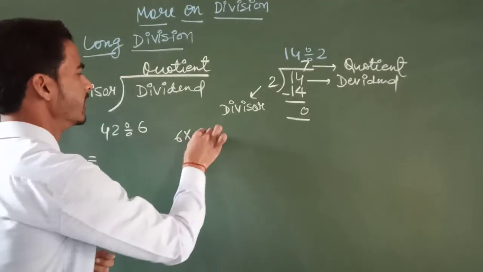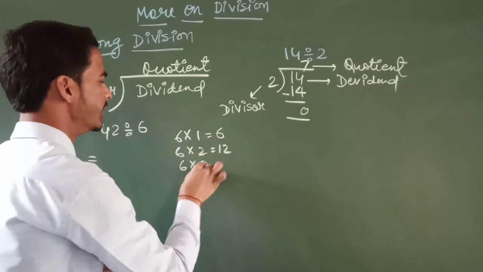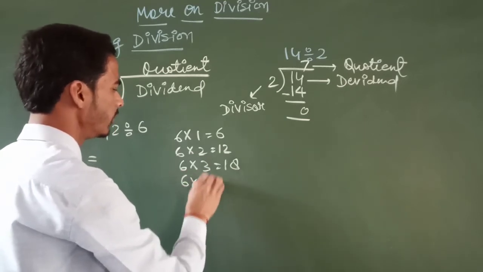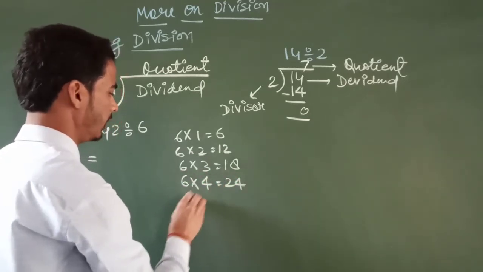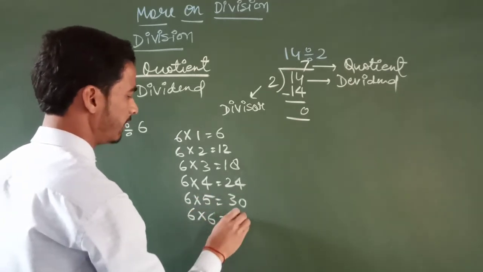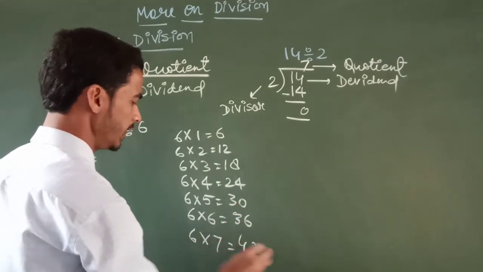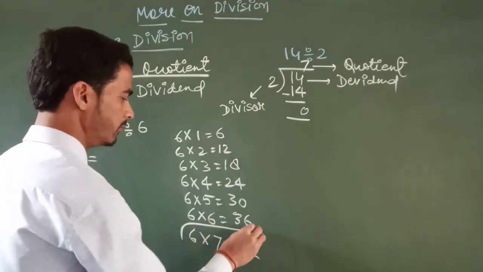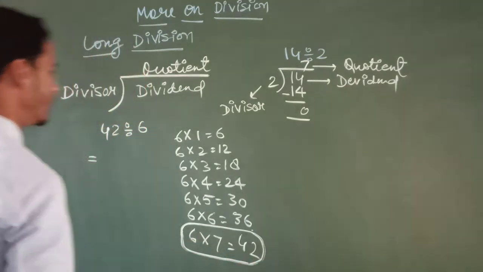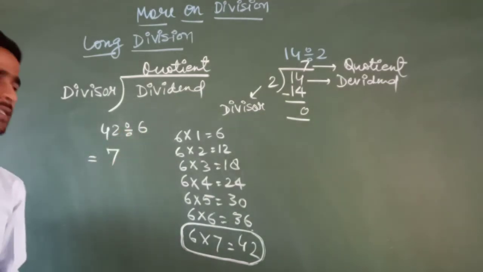6 1s are 6, 6 2s are 12, 6 3s are 18, 6 4s are 24, and 6 5s are 30. And 6 6s are 36. Okay, and now 6 7s are 42. We can see here in this column that 6 7s are 42, and when we divide 42 by 6, it will come 7.